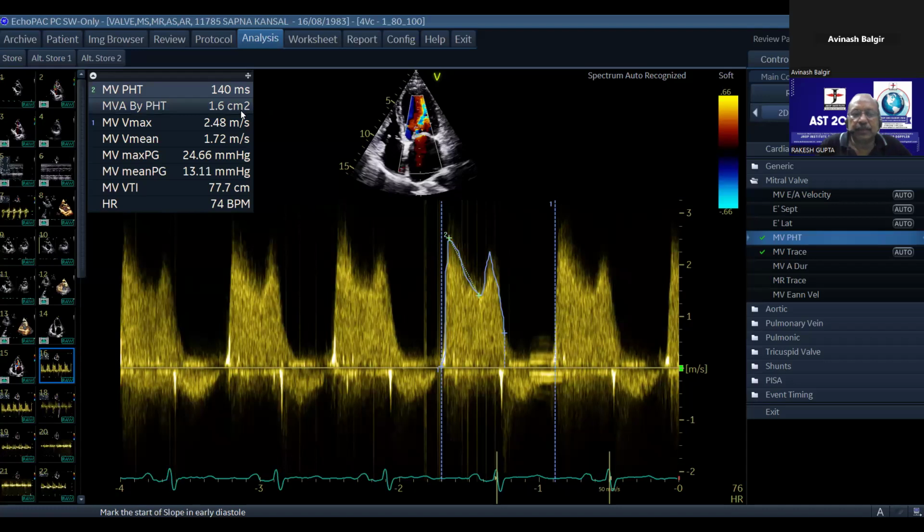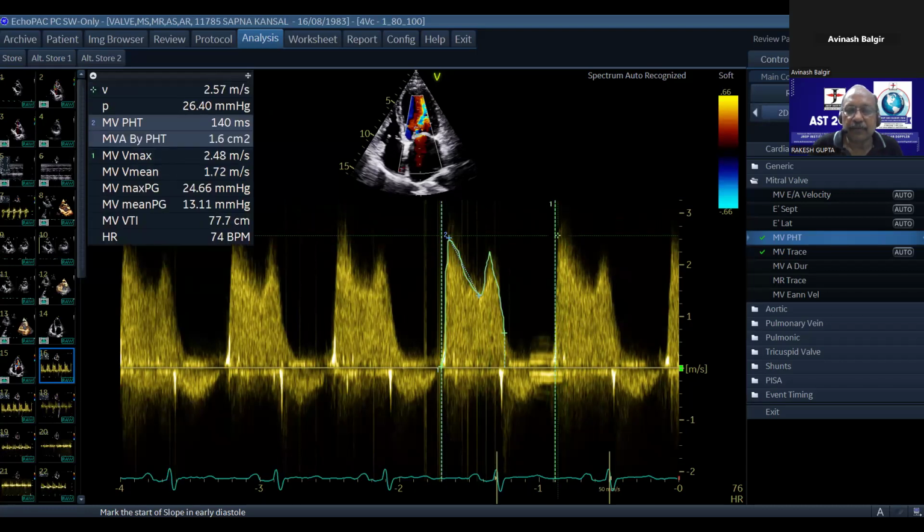So till now, we say my gradients are 13. Can you please show that one more time? It was not shown, that pressure half time. From this point to this point, peak to the middle of this. So my pressure half time is approximately 154 milliseconds. My mitral valve area is 1.4 to 1.6 centimeters square.